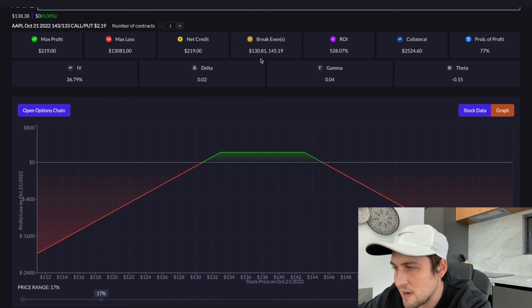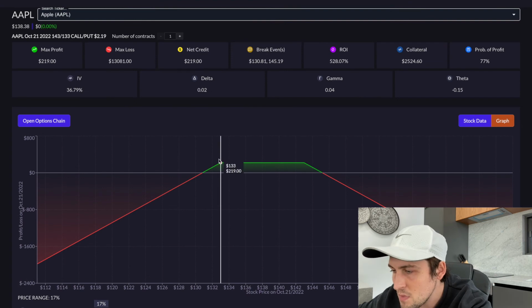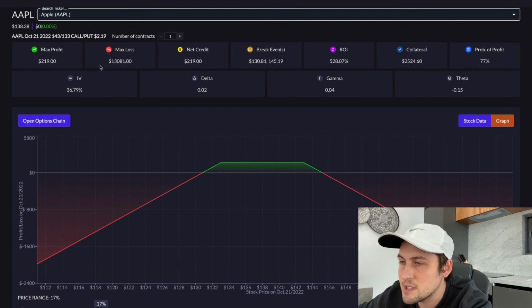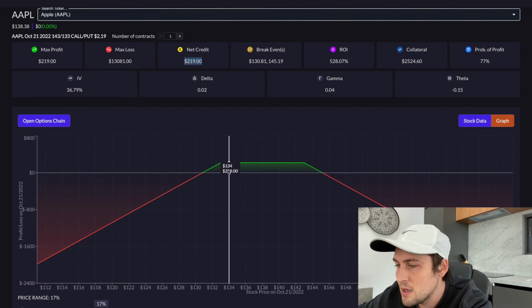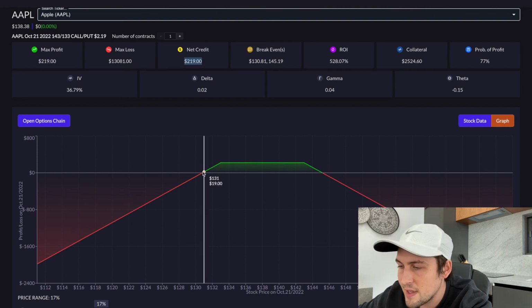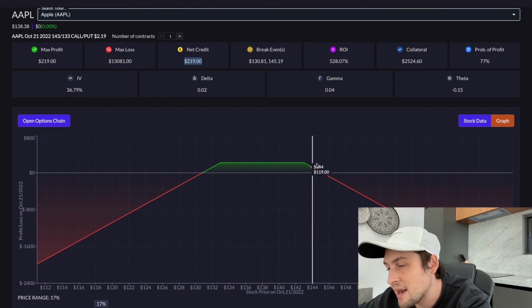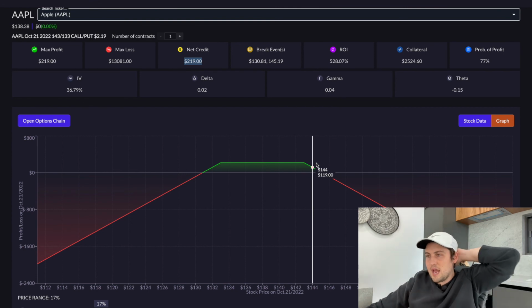And you're going to have two break-evens. The break-even on the downside is this strike minus the credit you're receiving. You can see you're getting 219 in credit, so you take that strike, subtract that, and that's your break-even. And then the same on the upside: you take the strike, which is 143, and you add the credit, because that's how it works for calls. So that's really about the setup.